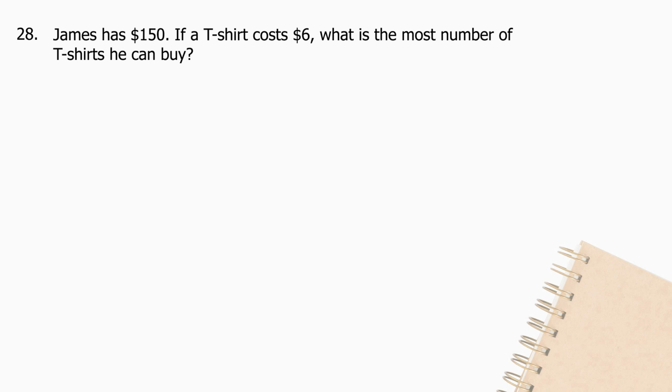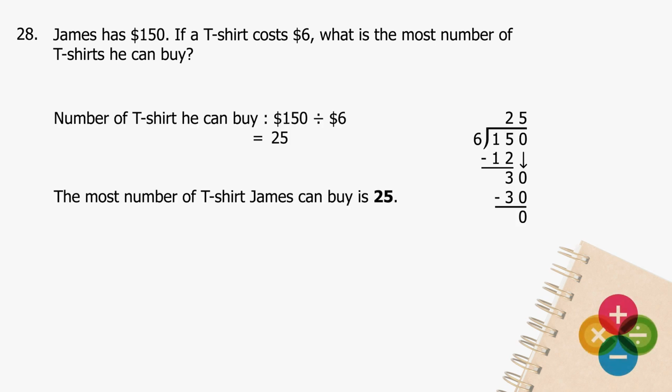Question 28. James has $150. If a T-shirt costs $6, what is the most number of T-shirts he can buy? The number of T-shirts he can buy will be, divide $150 by $6, and the quotient is 25. The most number of T-shirts James can buy is 25.